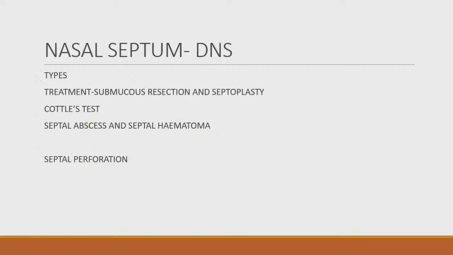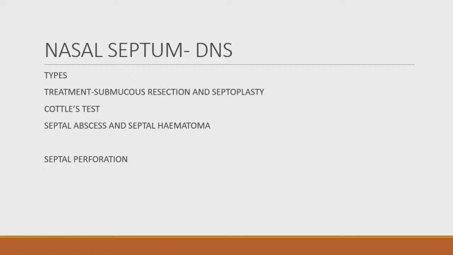The nasal septum also comes with the pathology of DNS, that is, there are types of deviated nasal septum. It may be C-shaped. The anterior dislocation can also be seen. S-shaped nasal septal deviation may lead to bilateral obstruction of the nasal cavity, and also the spur, that is the shelf-like projection from the osteocartilaginous framework, can be seen here. So the treatment of this deviated nasal septum may be submucous resection and septoplasty.